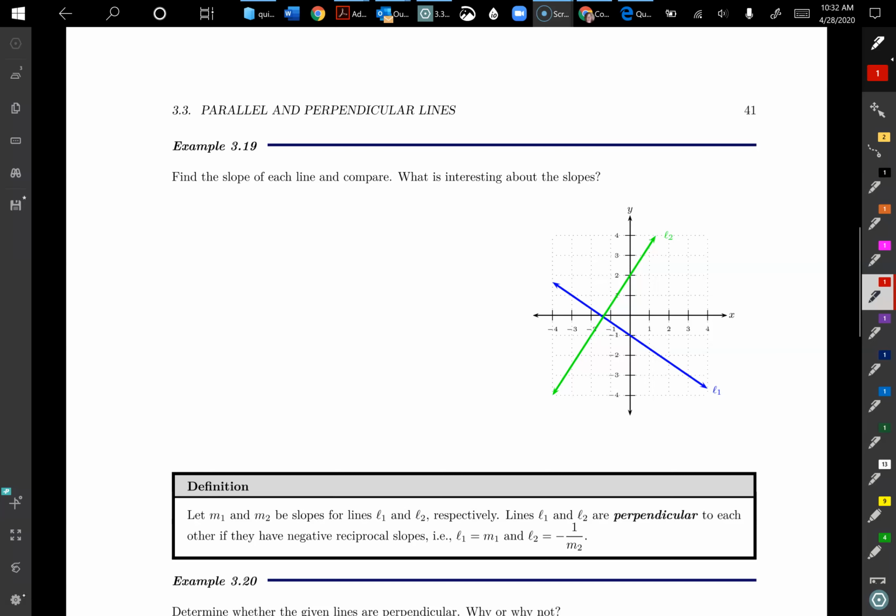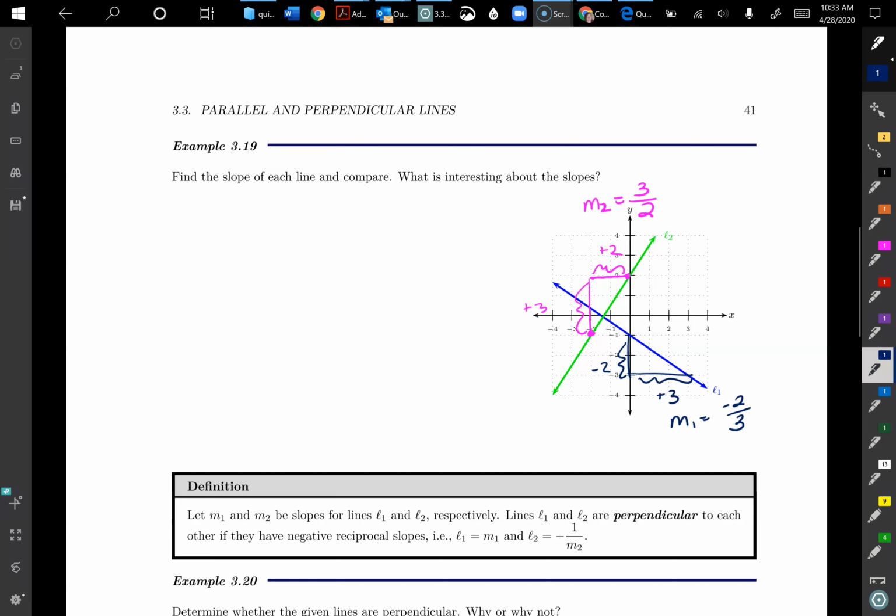So pause the video and mark up the lines here and figure out what each slope is, and then what do you notice about them? Think about that, and then we'll come back. So I found the slope of line 1 is negative 2/3, and the slope of line 2 is 3/2.